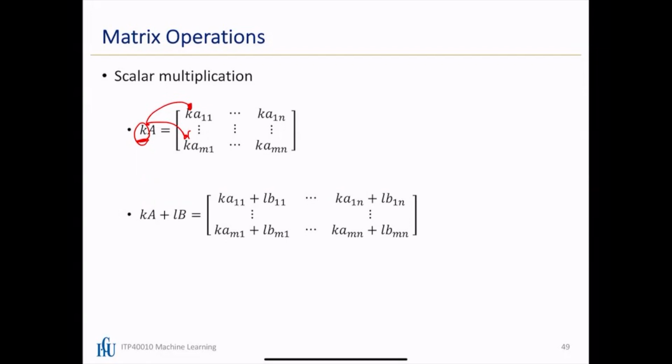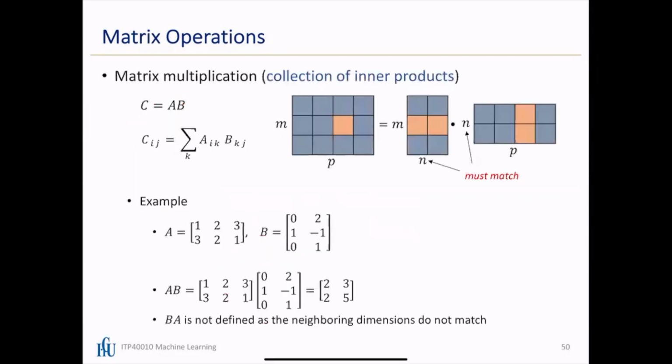And you can come up with some combination of scalar multiplication and addition, so kA plus lB is simple. And matrix multiplication. You have two matrices. In this case, you take each row of the first matrix, and you also take each column of the second matrix, and take the inner product between them. The result goes to the index of the row and column. So this is something you are familiar with.